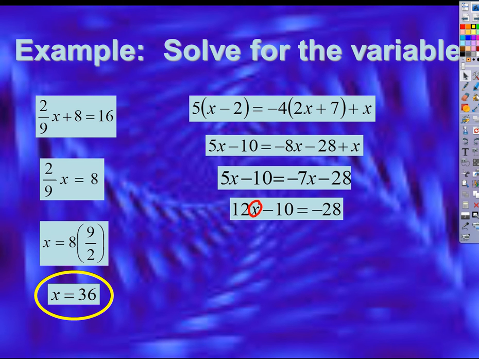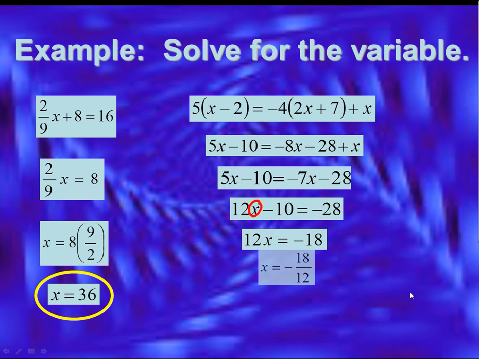Okay, what next? Divide by 12. And am I done? Is that good? No. Not quite. I can reduce that. What number goes into both 12 and 18? 6. It goes into 18 3 times and 12 2 times, so negative 3/2 is our final answer.